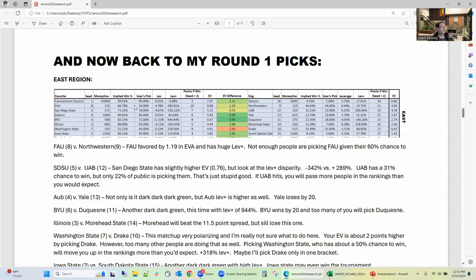They're 60% to win, but only 56% of users are picking them. Northwestern, well, it's about even. So I'm looking at the leverage plus. FAU has 290 lev plus, and Northwestern only has 19%. So even though this game, I think it's an easy pick for me. They're not only mathematically favored, but not enough of the public is picking them. I would pass more people in the rankings than what seems reasonable if I get that right.